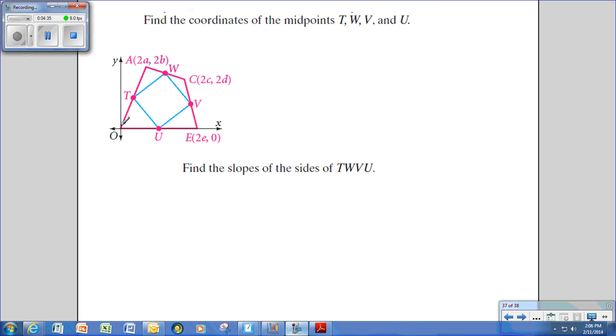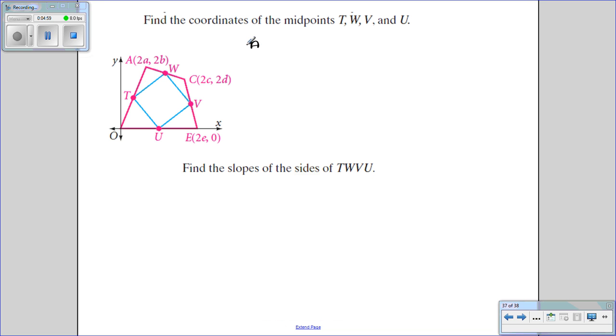In our next example, we have a quadrilateral that's put on a graph, and we're asked to find the coordinates of the midpoints, and those points are T, W, V, and U. So what we're going to do is find the midpoints of the segments. So my first segment here, I have OA. So to figure out the middle of segment OA, I'm going to use the midpoint formula. Now the midpoint formula is x1 plus x2 divided by 2, and y1 plus y2 divided by 2.